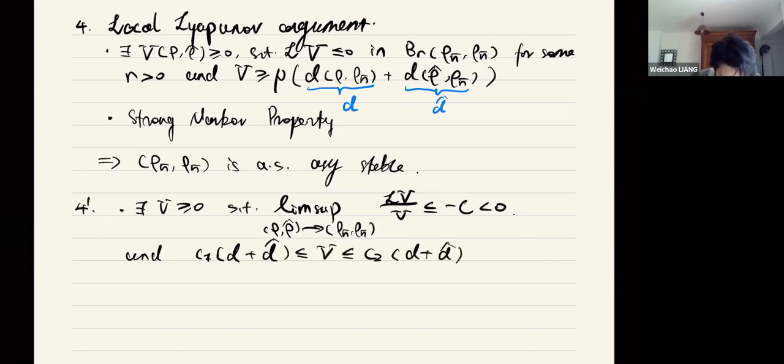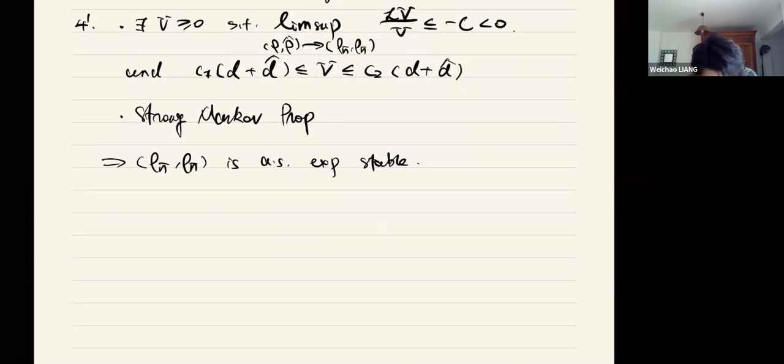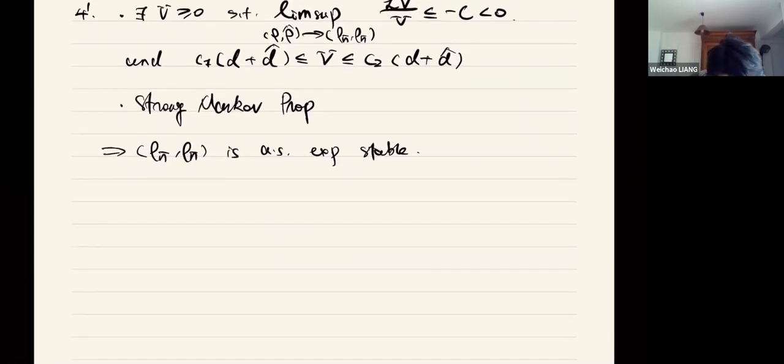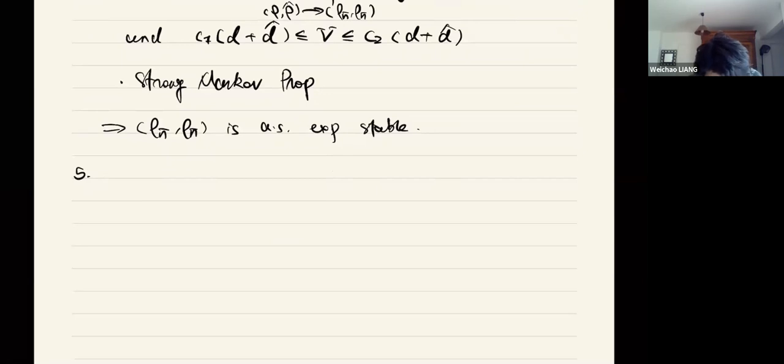Also the strong Markov property. And then we can show the target state is almost surely exponentially stable, which means here we can give an estimation of the rate of the convergence to the target state. In the last step, we have given an explicit expression of the Lyapunov function for the target state onto ρ0 and ρ2j. And the design example in the Lyapunov function is in this form.